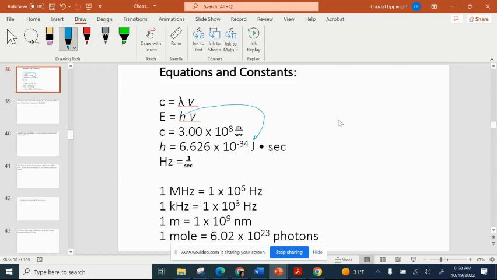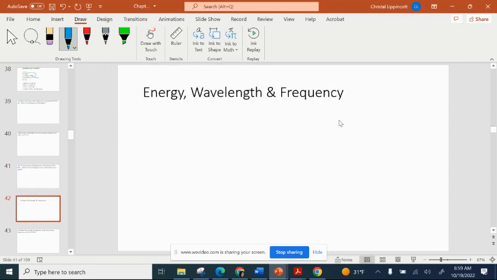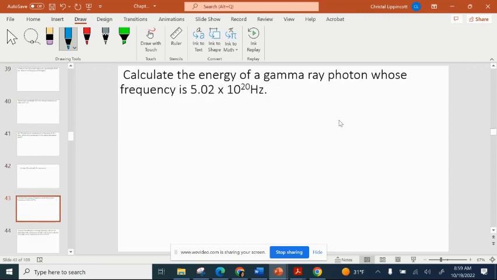Good. Okay. So when it asks for H, this is what we're going to be using. We may have a couple problems like this too. We'll see. All right. We did these yesterday, so we're down to here. So we're adding in that energy. Calculate the energy of a gamma ray whose frequency is this.